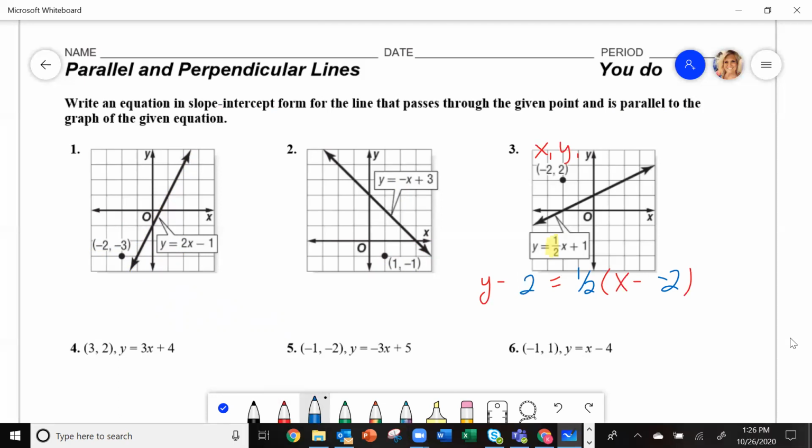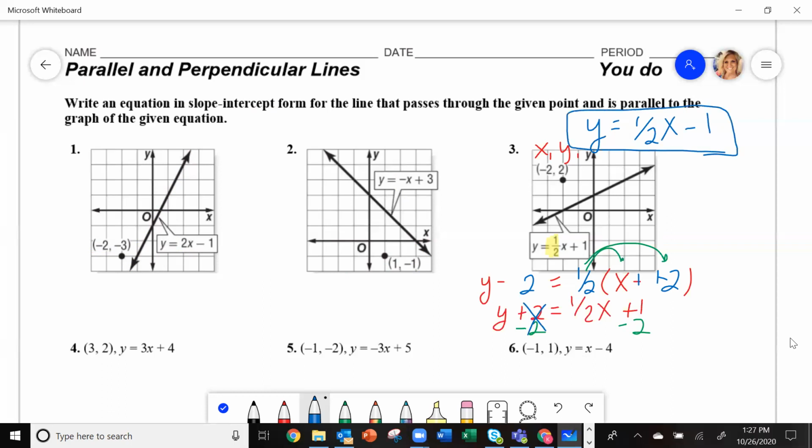Look for your minus and negatives. Here they are. They changed to positive. So I have y plus 2 equals. Now multiply. 1/2 times x is 1/2 x. 1/2 times 2 is +1. Subtract 2 from each side. Your equation should be y equals 1/2 x, because these cancel out, 1 minus 2 is -1. This should be your equation.